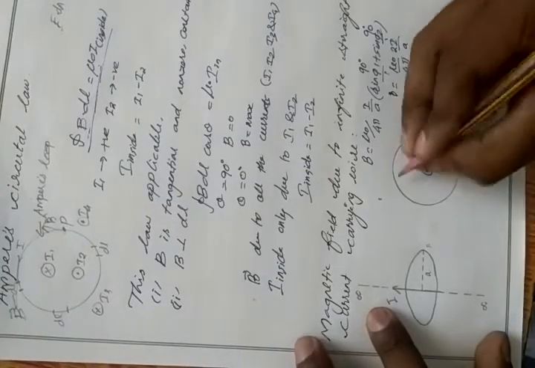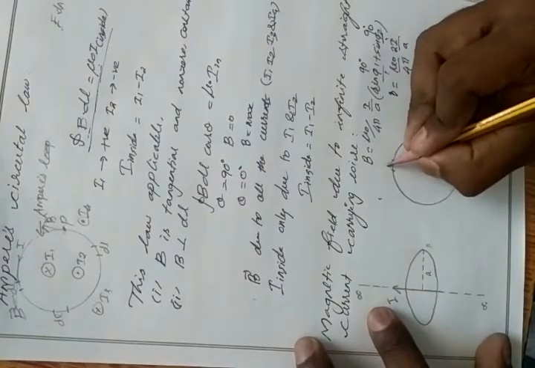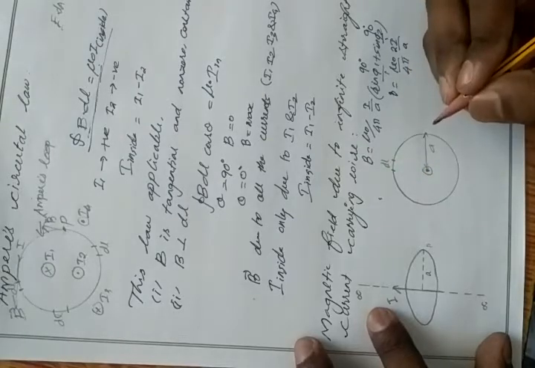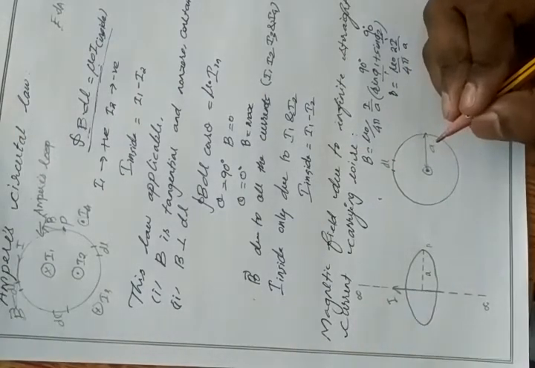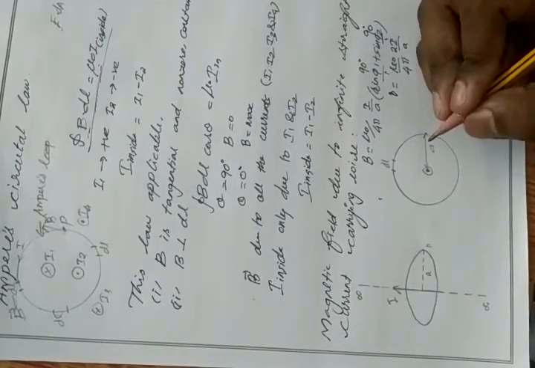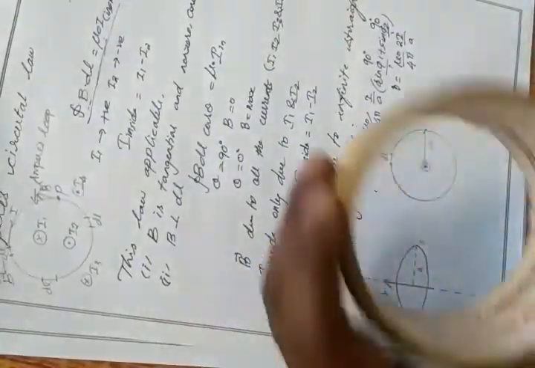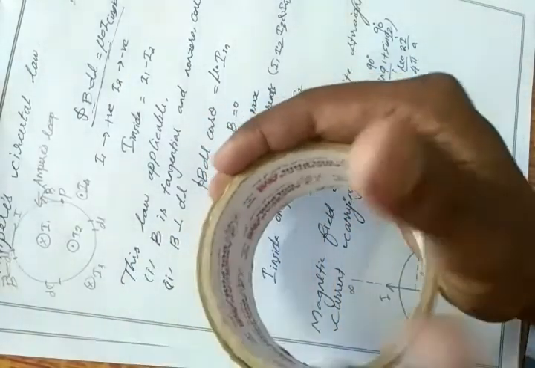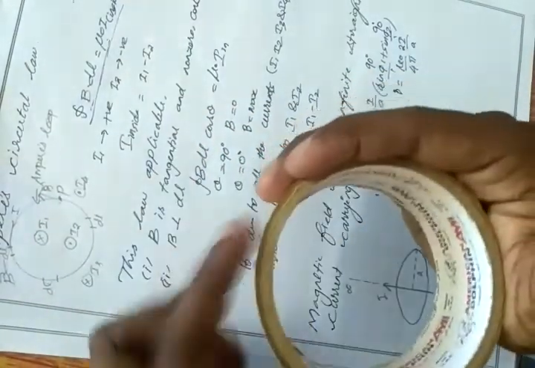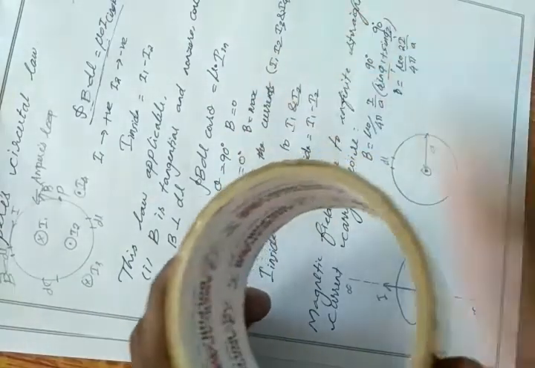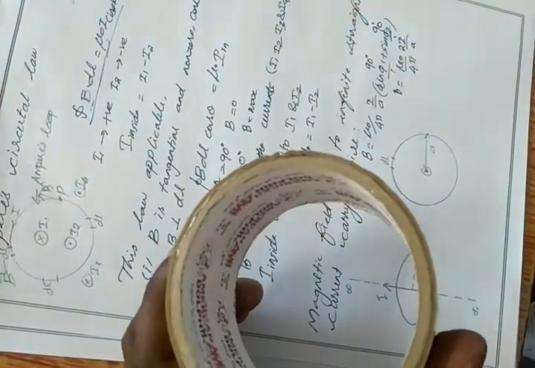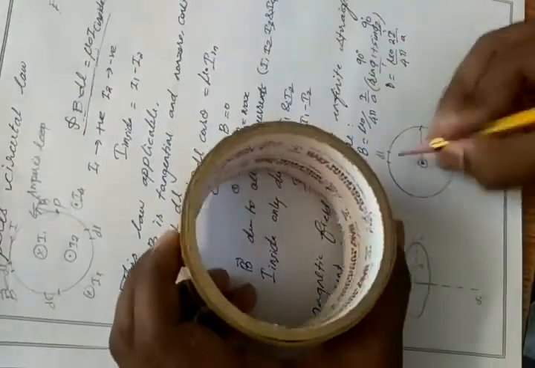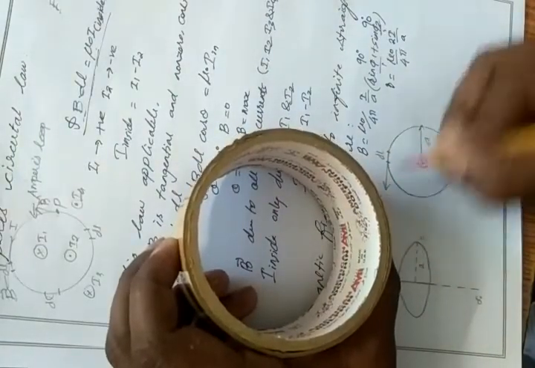So we consider a small length element anywhere on the loop. Then what is the magnetic field at this point? The current is coming towards us, so our four curled fingers show the magnetic field. The curled fingers are in the anti-clockwise direction. So this is our magnetic field.